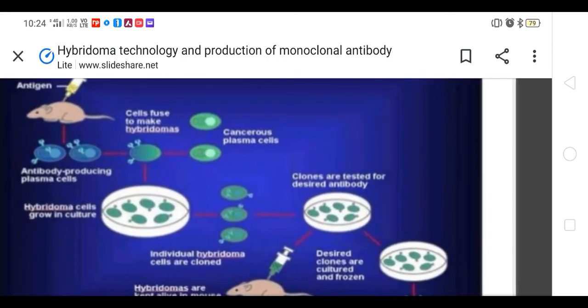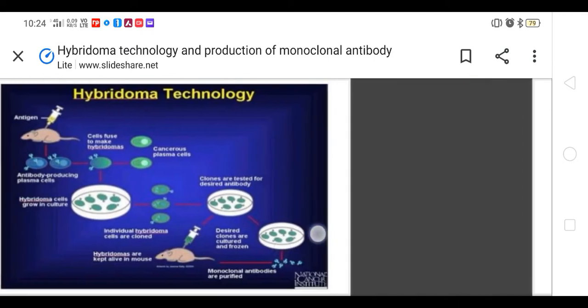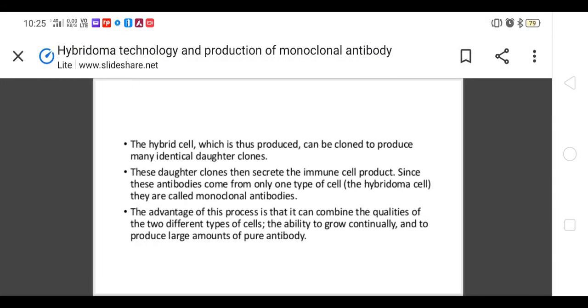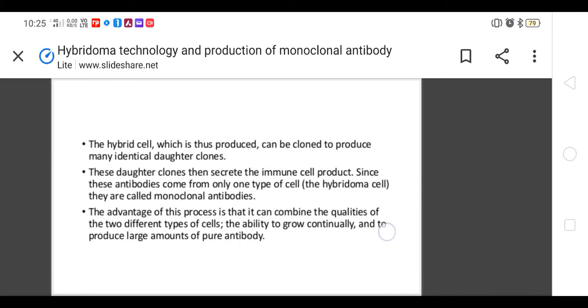See, fusion of this antibody-producing cell and the cancerous cell gives you hybridoma cells. Once the spleen cells are isolated from the mammal, the spleen cells are fused with myeloma cells. Okay, now these myeloma cells become hybrid. When this hybrid cell is produced, it can be cloned to produce many identical daughter clones, right?